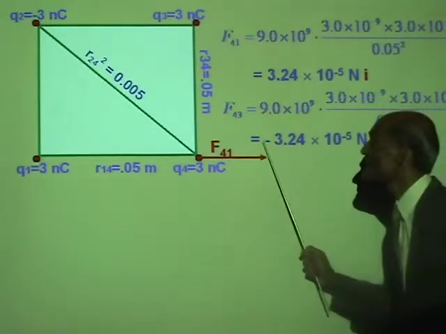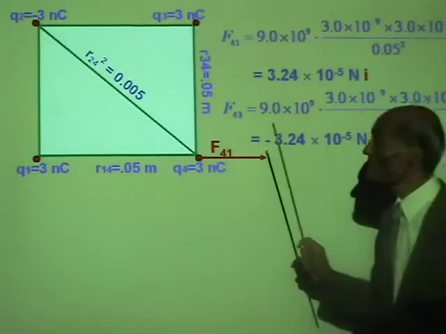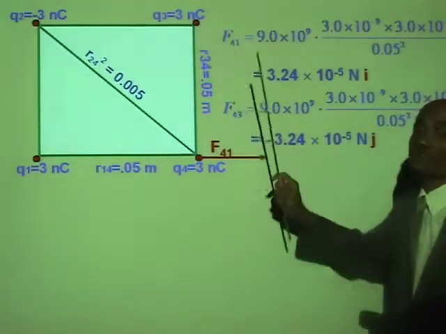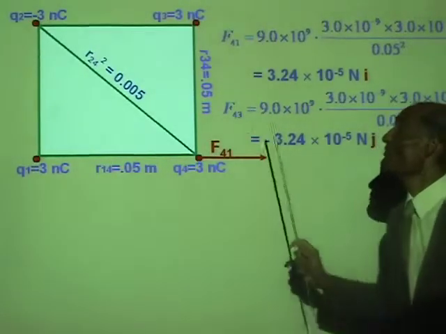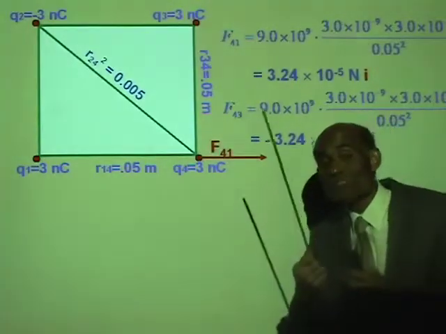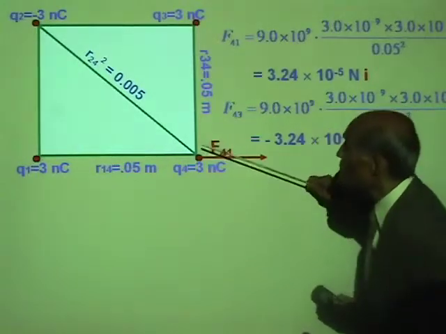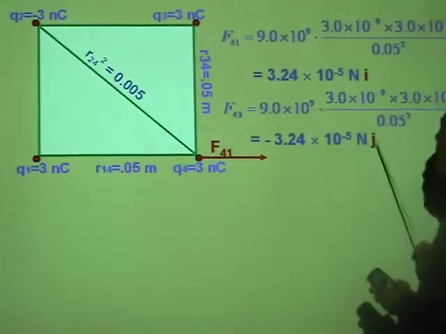Where did I get that negative sign from? Well, I got the negative sign by this argument. Q3 is a positive charge. Q4 is a positive charge. Therefore, the force on Q4 by Q3 is a repulsive force. It will be directed away from Q3. It will be directed in the negative y direction.